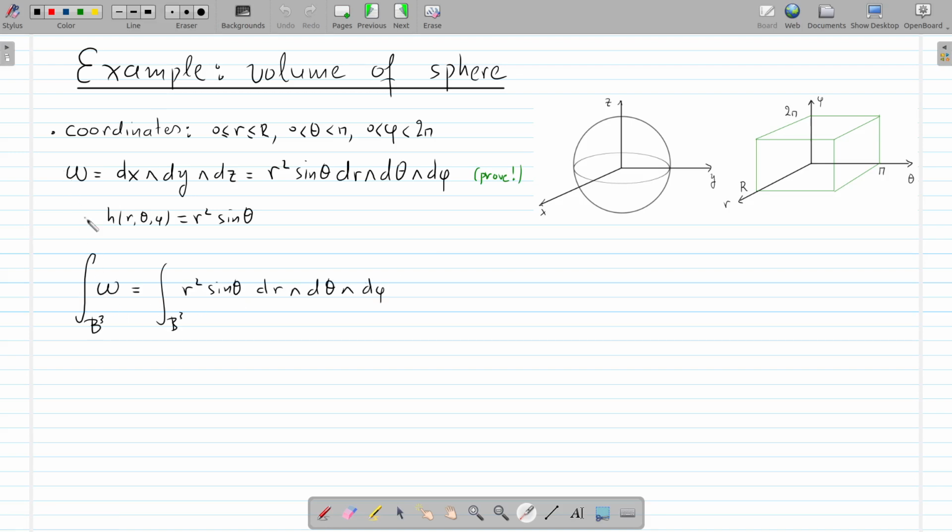So the integral of this volume form on the ball B3 is the integral of this expression in terms of the spherical coordinates. But according to the definition that we have given to integrals, this is just the three-dimensional integral of r squared sin theta dr d theta d phi.